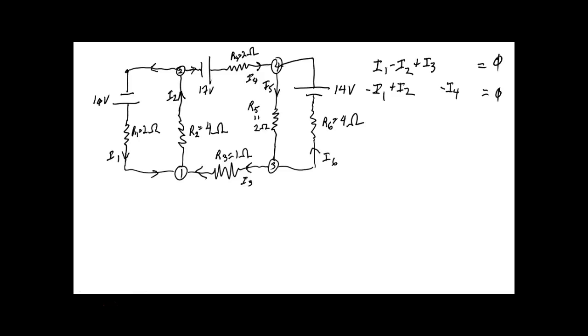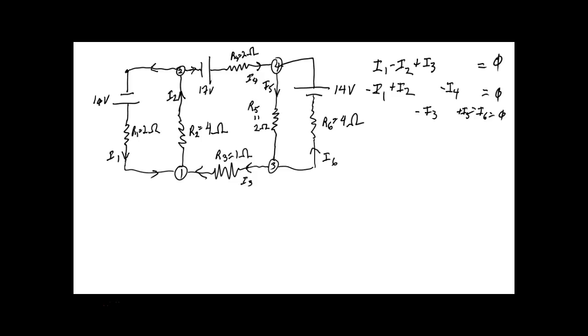Okay, let's go down to junction 3. What do we have going on there? I3 is leaving the station, that's a minus I3. I5's coming in, so that's a plus I5. I6 is leaving, so minus I6 is equal to 0. I didn't leave enough room, did I?